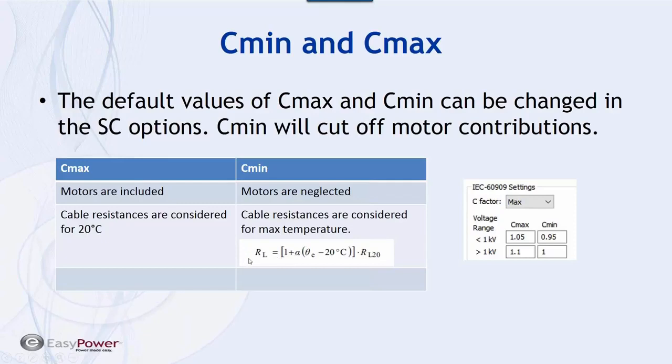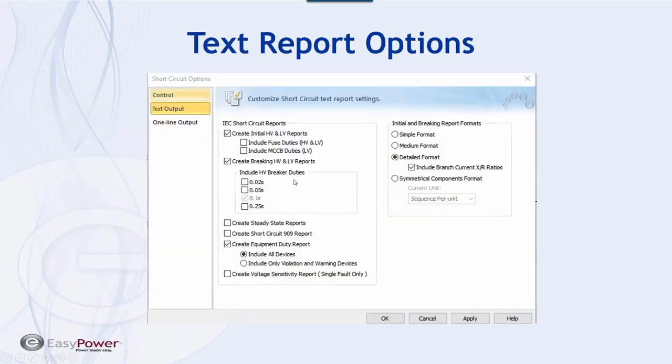And this is the formula that IEC recommends to adjust the impedance of the cables and transmission lines. Once you have the value at 20 degrees, at a higher temperature the R or impedance increases, not necessarily proportionally but linearly. As temperature goes up and resistance goes up, the fault current comes down, and it goes under the category of Cmin. Let's move to the next option.